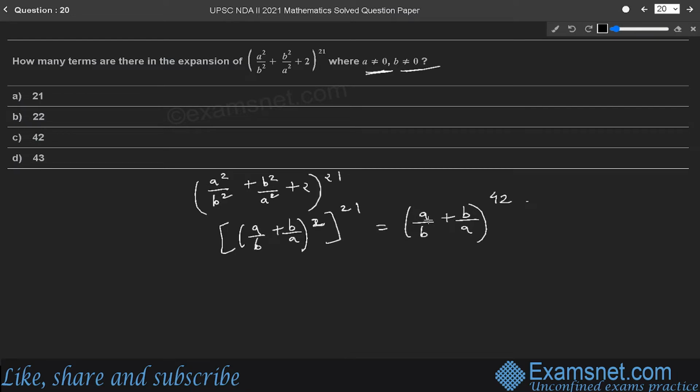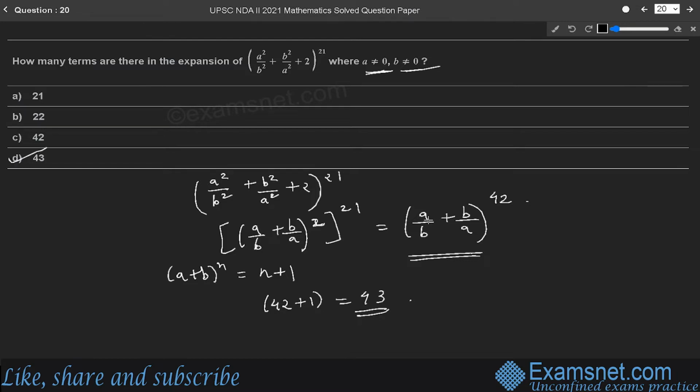I hope it is clear up to here. Now there comes a concept. We know that the number of terms in the expansion of (a + b) to the power n is n + 1. Therefore, the total number of terms for the expansion of (a/b + b/a) to the power 42 will be 42 + 1, which will be 43. So, the correct option here is option D, which is 43.